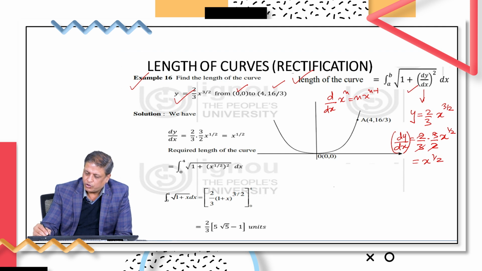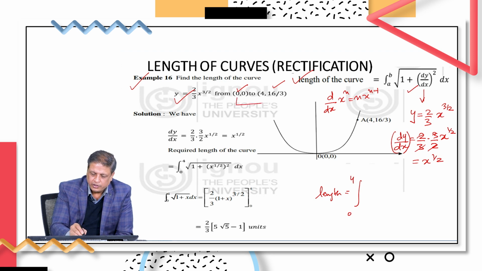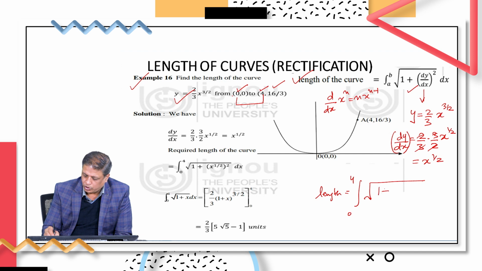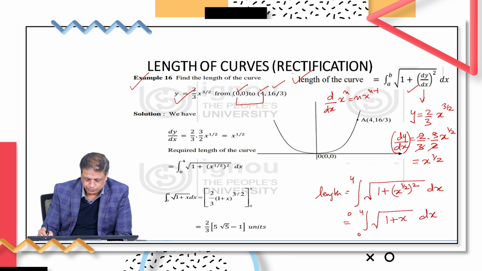Substituting the value in this formula, the length is equal to the integral from 0 to 4, because the x coordinate values are varying from 0 to 4. That is why the definite integral limits from A to B are 0 to 4. Square root of 1 plus dy by dx squared, where dy by dx is x to the power 1 by 2, into dx. So, this will turn out to be the integral from 0 to 4 of the square root of 1 plus x dx.